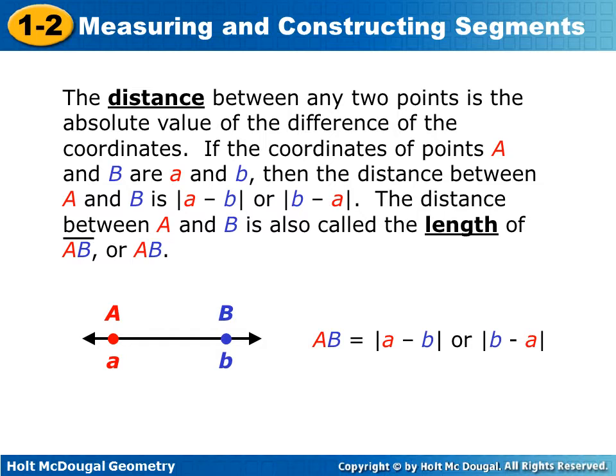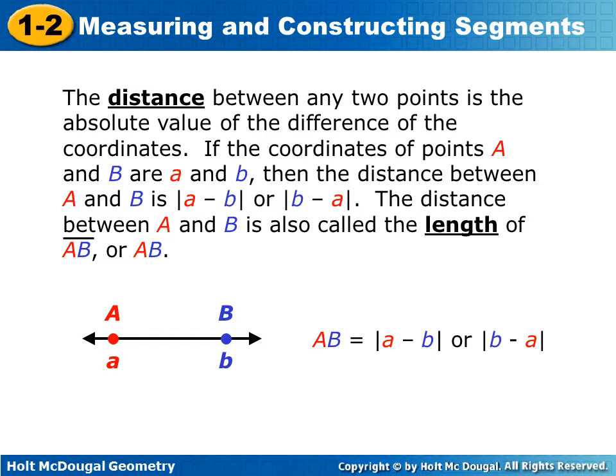If the coordinates of points A and B are little a and little b, then the distance between A and B is a minus b, or b minus a. The distance between A and B is also called the length of segment AB, or AB. When we talk about a distance, you want to write the two letters just like you would if you were naming the segment, but you do not put the line over the top. So you can call it the length of line AB, like it says there, or you can just call it AB, which is the same thing.